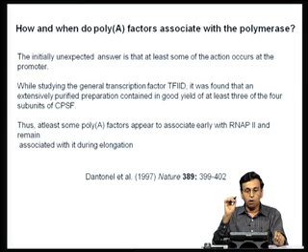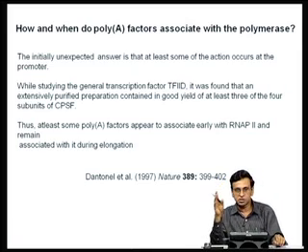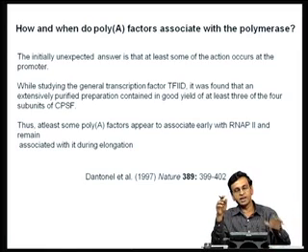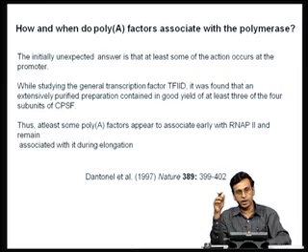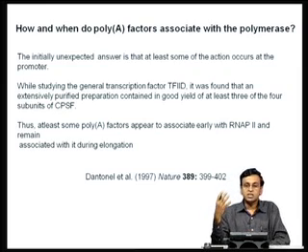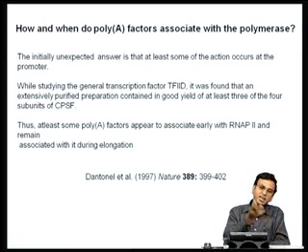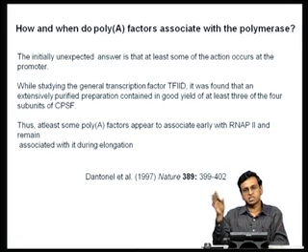Now, how and when do poly A factors associate with the RNA polymerase? People thought polyadenylation is almost the last step in messenger RNA synthesis, because once the RNA is made, it gets capped, then spliced, and finally the RNA gets cleaved and poly A is added. So, people thought proteins involved in polyadenylation probably have nothing to do with RNA polymerase, and even if they interact with it, it must happen towards the fag end of the transcription process.